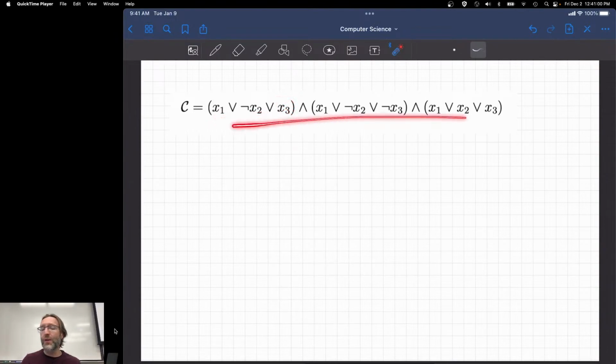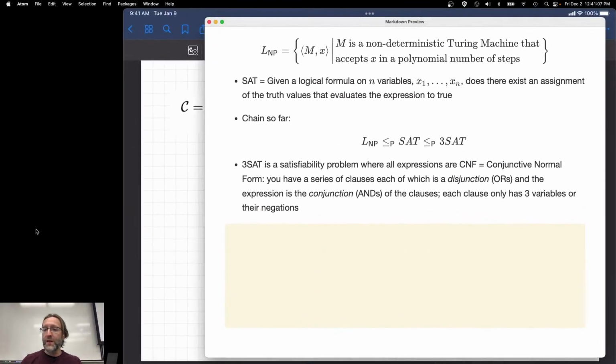So this seems to be the threshold. This is as simple as it gets, right? And this is still NP complete. So again, what does the landscape look like here? Cook and Levin showed that the canonically NP complete problem reduces to SAT. You can show that SAT reduces to 3SAT.